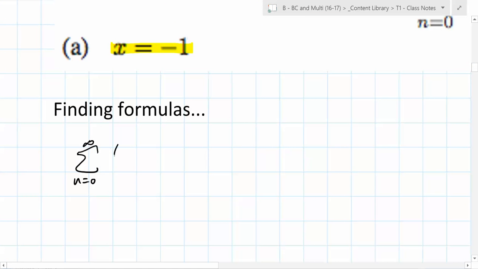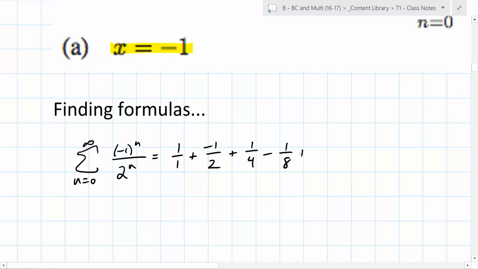So you have (-1) to the n over what? 2 to the n. Could you tell me what the first few terms of that series are? When n is 0, what do you get? 1 over 2 to the 0, which is 1. So you get 1 over 1 plus what? Negative 1 half, yes. Then plus what? 1 over 4. Yeah, minus 1 over 8 plus 1 over 16, right?